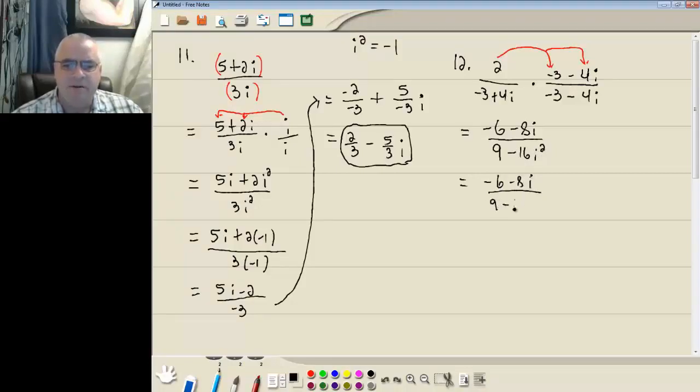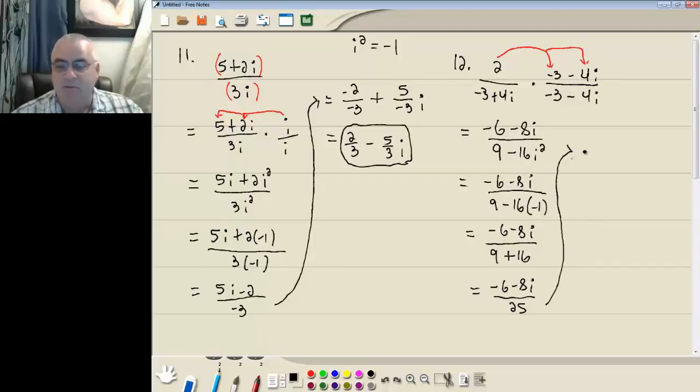And remember what I said earlier, our main problem is the i down in the denominator. But now we can replace the i squared with negative 1. Okay, so that's going to give us negative 6 minus 8i over 9, negative 16 times negative 1 gives us a positive 16, which gives us 9 plus 16 is 25. Now again, we always want to write it in standard form, so we'll split this up. We'll put the real part over the denominator, so negative 6 over 25 minus 8 over 25 with an i to the side.